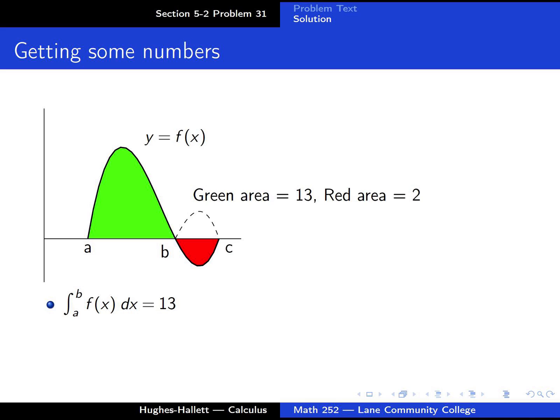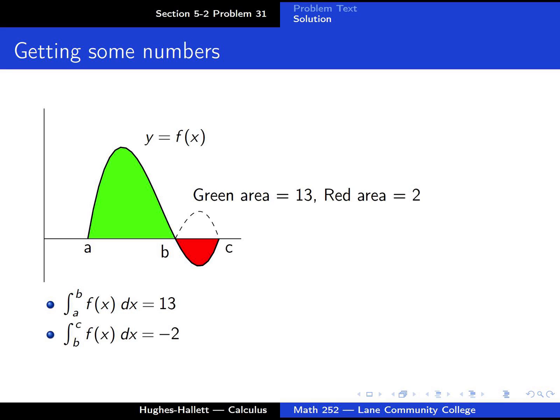The first one asks us to find the integral from a to b of f of x. So our lower limit is less than our upper limit. A is less than b. We're integrating a function that is above the x-axis, that is positive. So when we do this integral, we're going to get the area back. And we've been told the area is 13. So this integral must be 13.